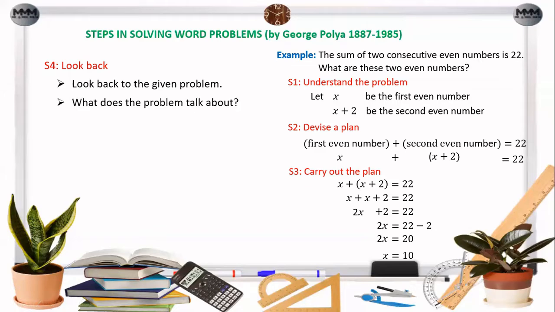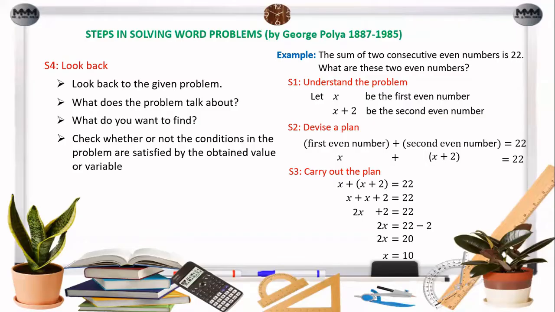Then, what does the problem talk about? What do you want to find? Here you can check whether or not the conditions in the problem are satisfied by the obtained value or variable. Now, this step is sometimes overlooked. Our solution cannot be ascertained correct since the equation you made may not be correct in the first place.